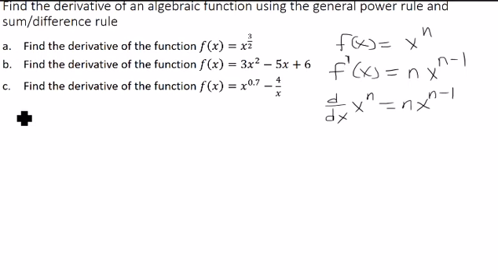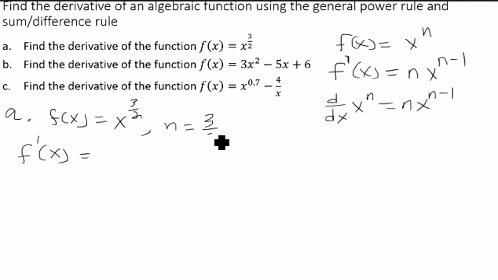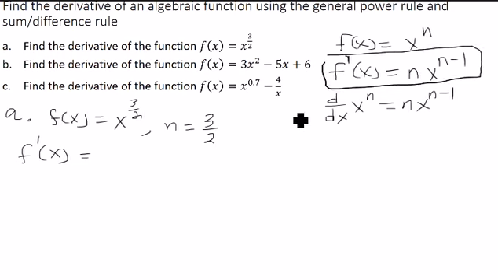The first example here I have is f of x equals x to the 3/2. In this series of examples, we'll mostly use f of x and the prime notation, and you might sometimes see y equals f of x, and in that case you might see dy over dx. So let's find the derivative f prime of x. Here n equals 3/2, which is a fraction. According to this rule, you have to move the power to the front, which means we write 3/2 and then x, and then subtract 1 from the original power, which is 3/2 minus 1.